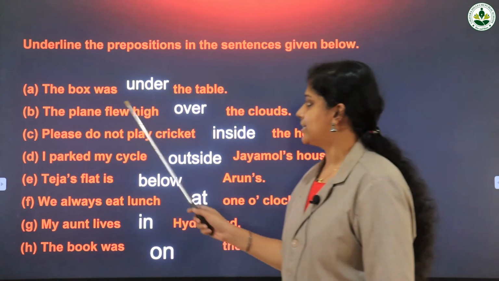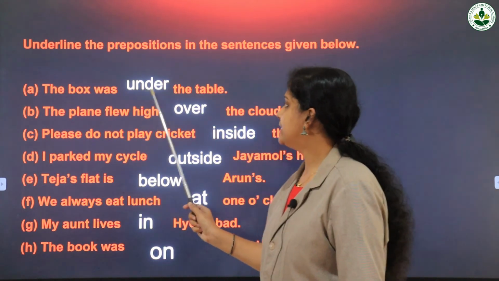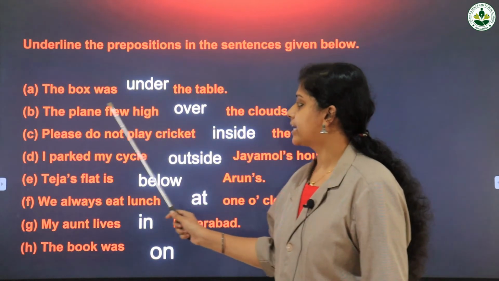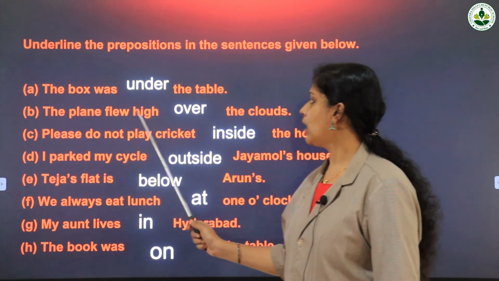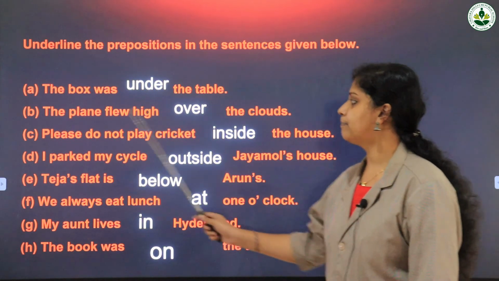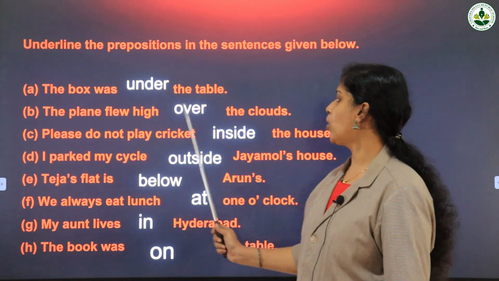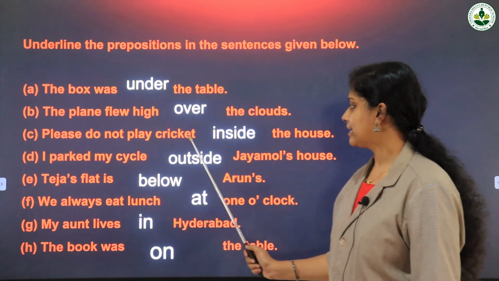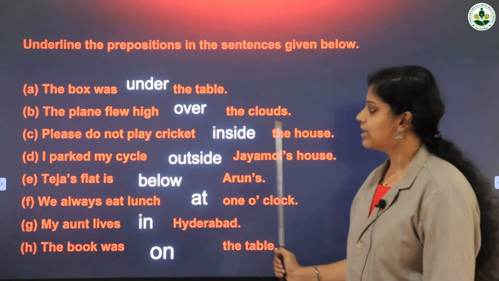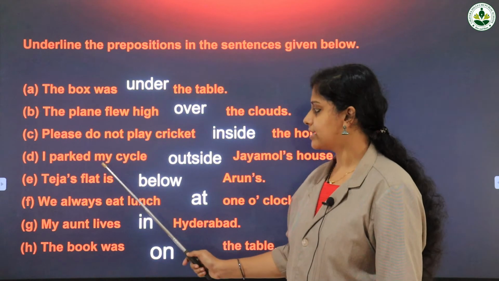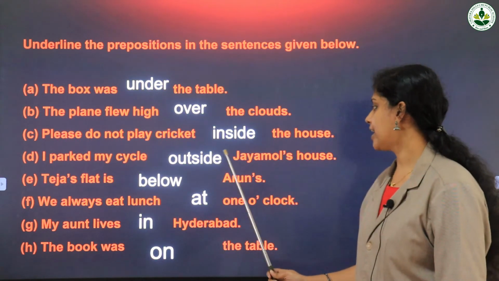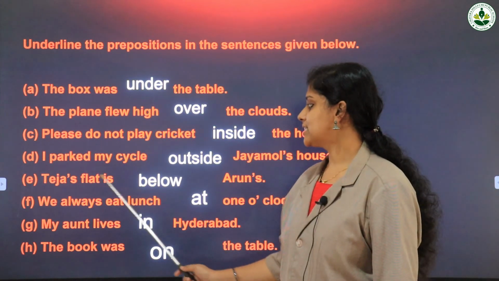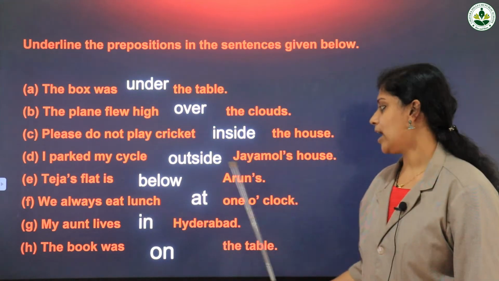First sentence: The box was under the table. Second sentence: The plane flew high over the clouds. Next sentence: Please do not play cricket inside the house. Next one: I parked my cycle outside Jayamol's house. Next one: Teja's flat is below Arun's.